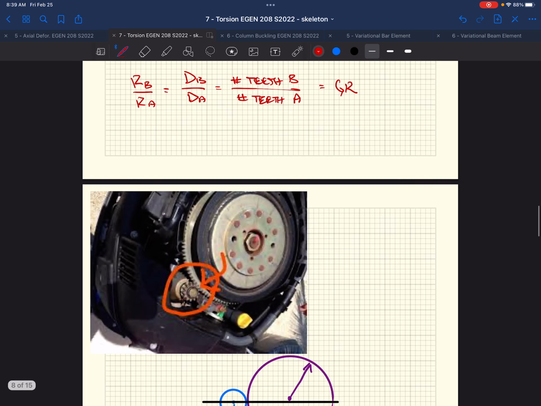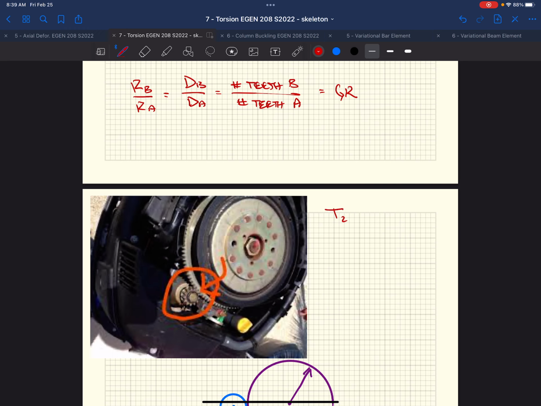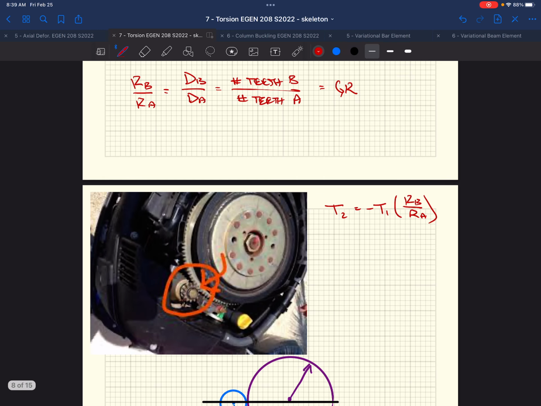And we know from before, right? We have our torque at 2 equals the opposite of torque at 1 times RB over RA, right? Our gear ratio. That's essentially, as we know up there, if we did it in terms of B's and A's, it'd be torque at A times RB over RA, right?